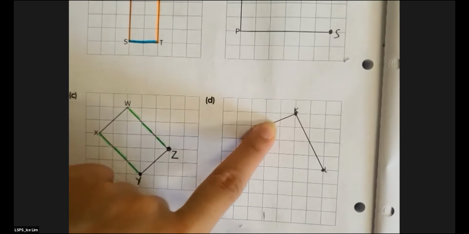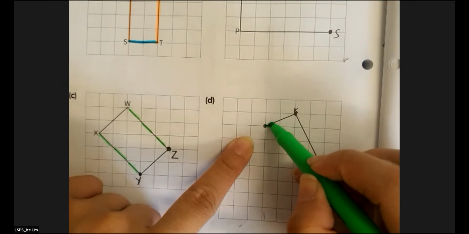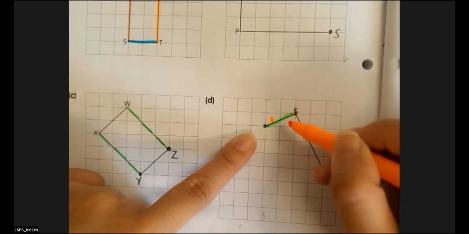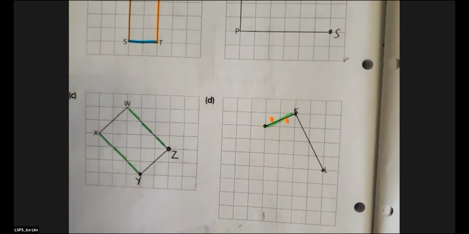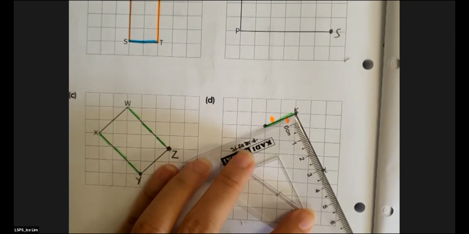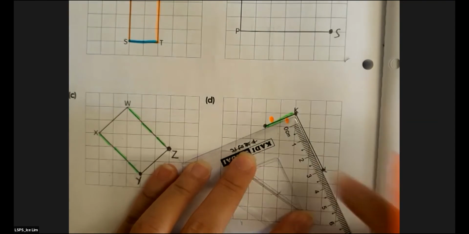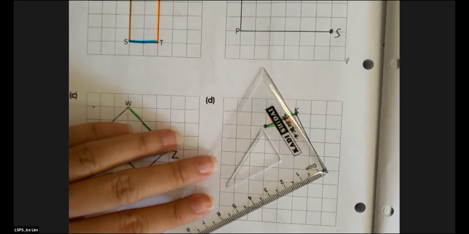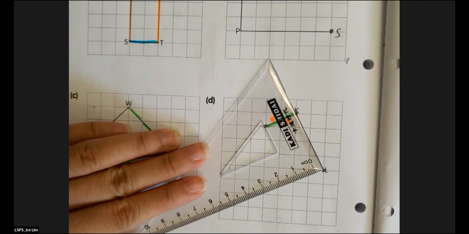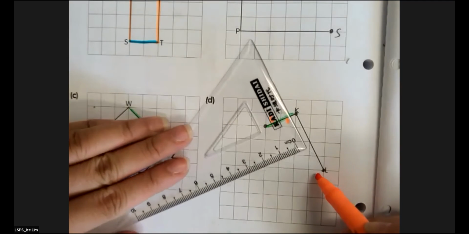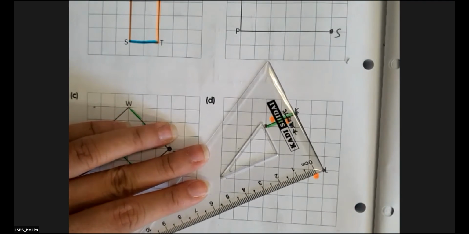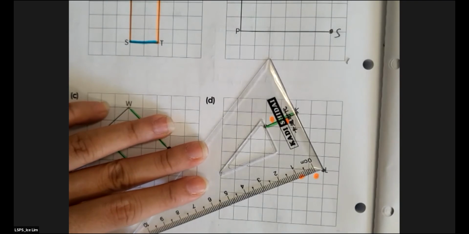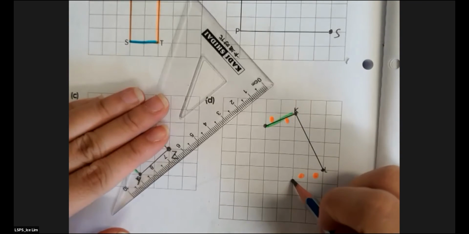Now, if you take note of this side here, you will notice that it cuts across these 2 squares. So if I put my set square here, you can see that it cuts across these two squares for this side. So if I were going to put my set square here, I can find that it cuts through this square and the one beside it. Then I'll be able to find the point already.